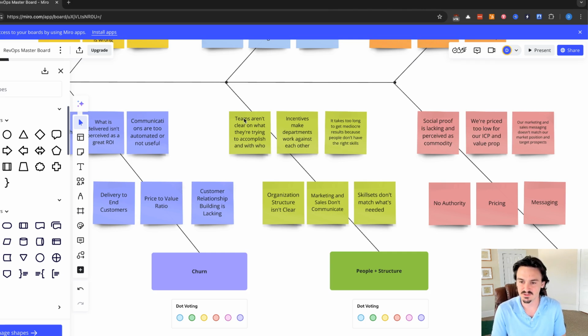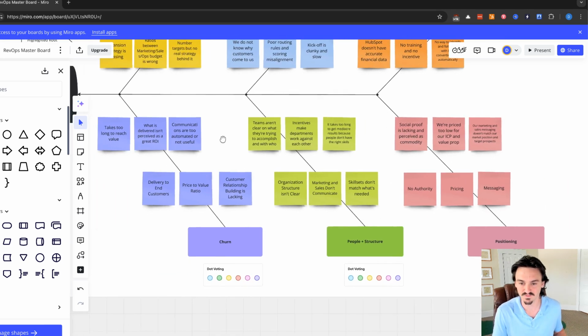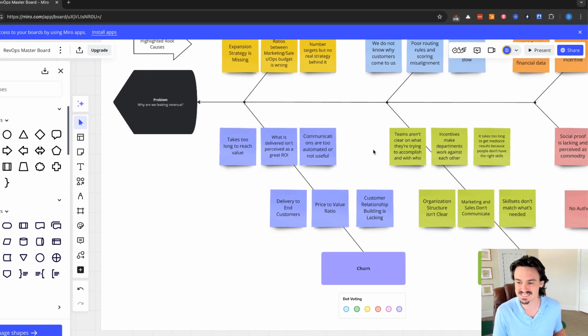Organization structure isn't clear, so teams aren't clear on what they're trying to accomplish and with who. How do you know what to do if you don't know what your goal is? You're just spinning wheels. You're just doing stuff as it pops up. That's not a way to strategically drive growth. It can work for a little bit, but then it all comes collapsing down.